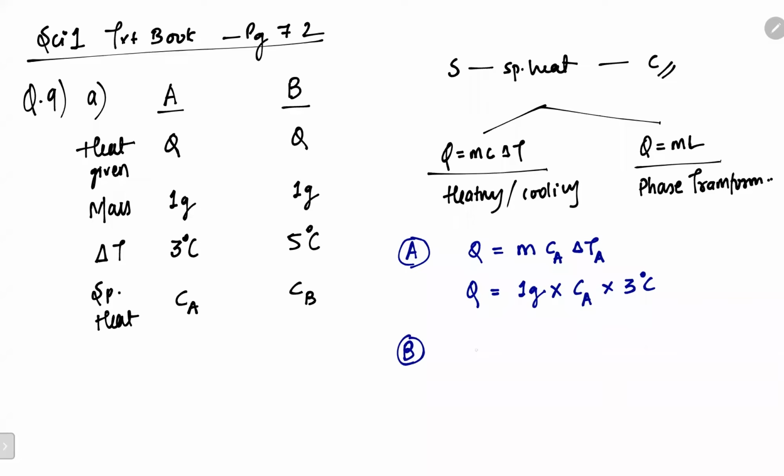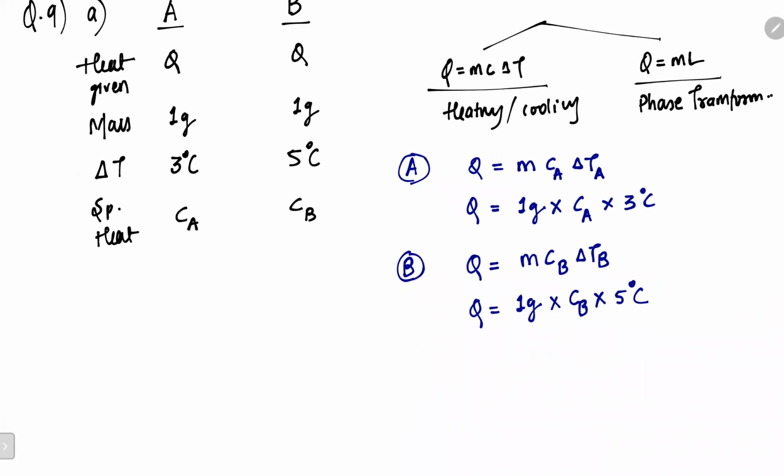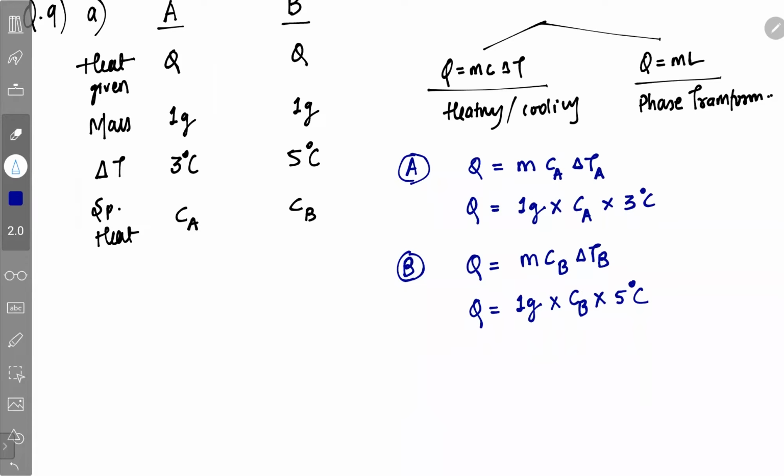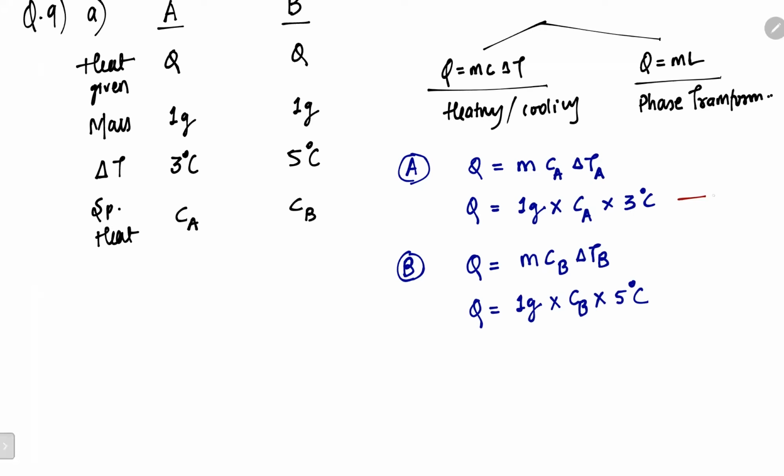In the case of B, again, I'll be using the formula Q is equal to mCB delta T of B. Now, heat is Q, the mass is 1 gram, the specific heat is CB, whereas the change in temperature is 5 degrees Celsius. Do you get this? Okay. Let this be equation number 1 and let this be equation number 2.